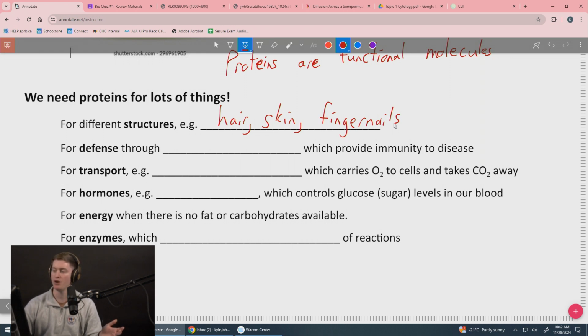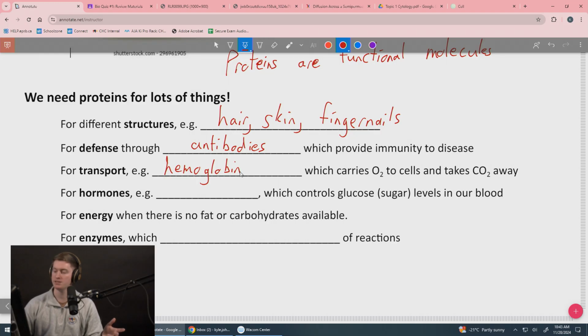Some proteins have a defense role. For example, antibodies, which have a role in immunity, are a protein. Your body makes these kind of like a weapon to fight against bacteria or viruses or any sort of invader. Some proteins are important for transporting substances. Hemoglobin, you might have heard of before if you've ever gotten a blood test. Hemoglobin is a protein in your blood that carries oxygen to your cells, and then it can take carbon dioxide as a waste away from your cells.